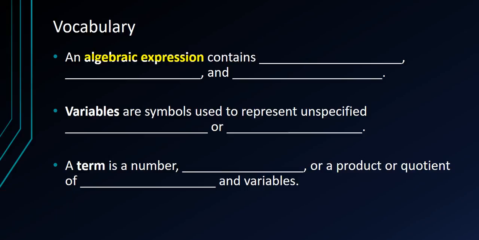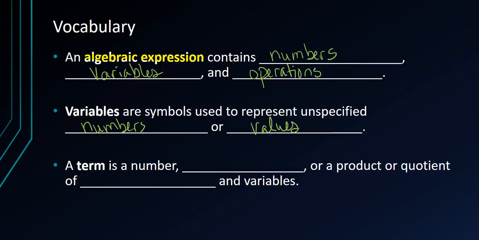contains numbers, variables, and operations. So operations are like addition, subtraction, multiplication, and division. Now remember, variables are symbols we use to represent unspecified numbers or values. And the most common variable we use is x, but you can use any letter really. Just try not to use things like O's and S's because they look like zeros and fives.